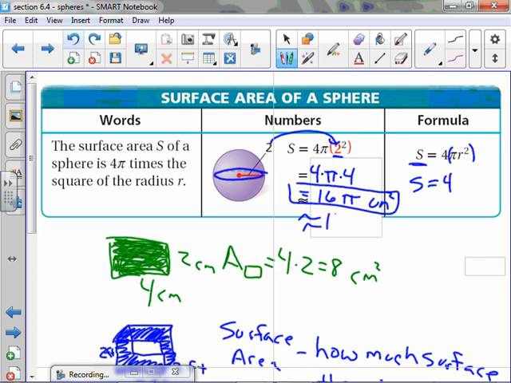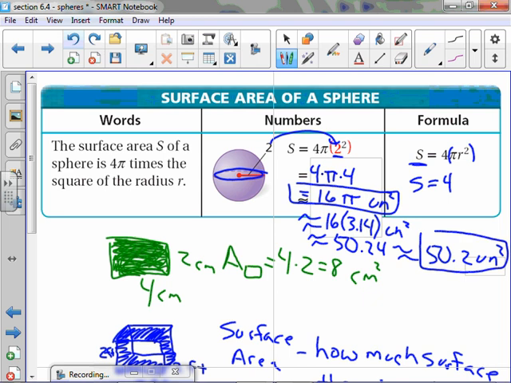That's my perfect answer. But I want an approximate answer too, of course. So 16 times 3.14 units squared. When I do it on a calculator, I get 16 times 3.14 equals, this is approximately 50.24. So that is approximately 50.2 if I want it to the nearest tenth. And once again, units squared because I'm talking about surface area, not volume. Okay? And that's all there is to it.